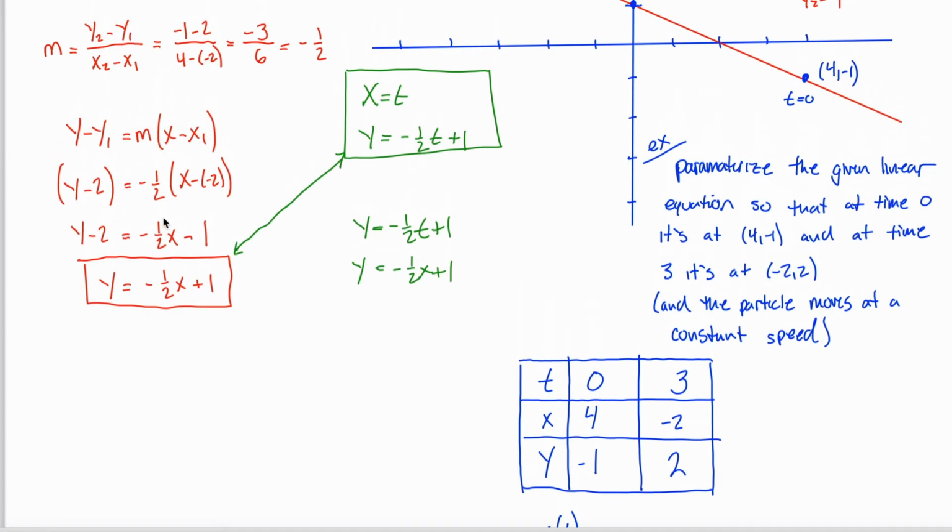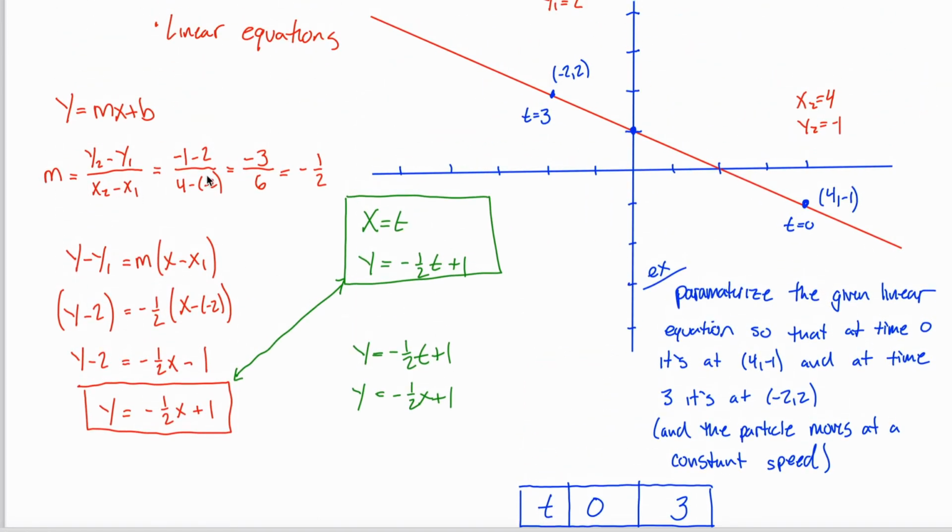So it'll be the same steps we did over here, except the x will be playing the role of the y, and the t will be playing the role of the x. Oh man, that's going to be confusing. Well, it's not too bad. Think about what we did up here first.